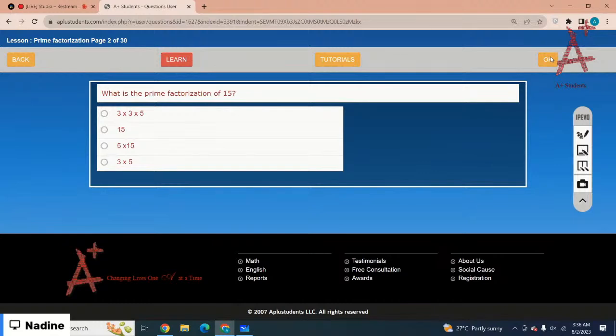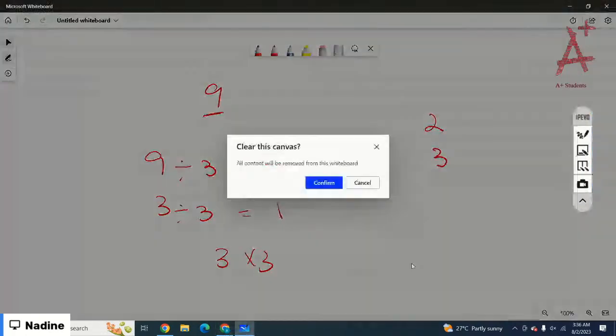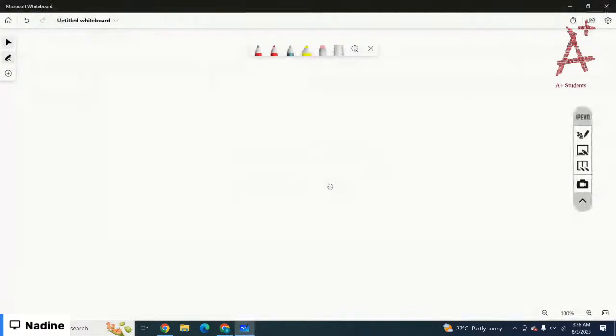Okay, what is the prime factorization of 15? Let's just calculate the prime factors of 15. Always start dividing with the smallest prime number, right? So it would be 15. The smallest prime number that can divide 15 is 3. So 15 divided by 3. 3 times what number is 15? 3 times 5 is 15.